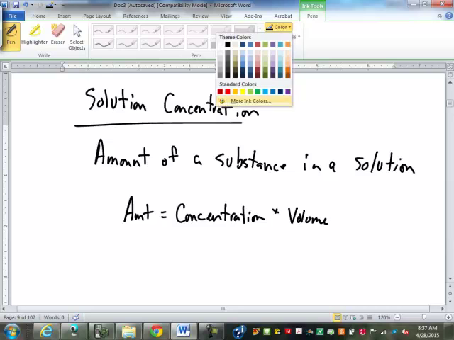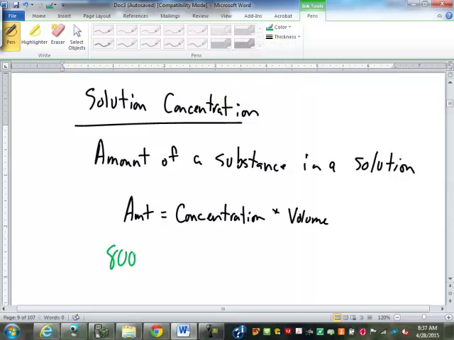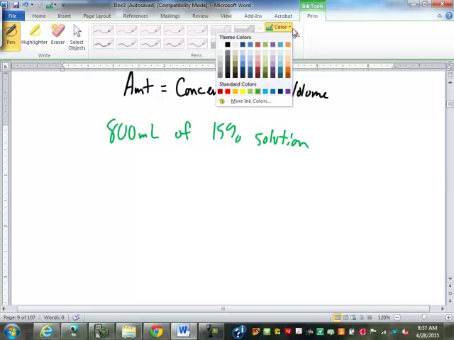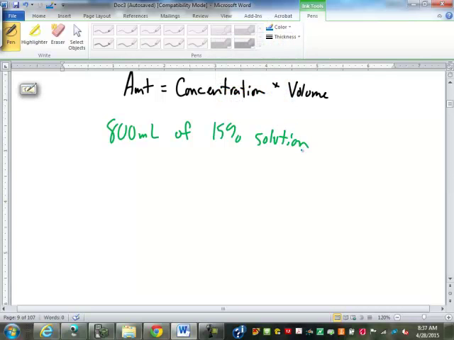For example, let's say you had 800 milliliters of a 15% solution. Now I'm assuming this is something in water, like salt in water or alcohol in water. So the substance is the salt and the water is just the filler here. So how much of that substance do you have? Well, 0.15, that's your 15% written as a decimal, times 800 is going to give us 120 milliliters. So that's the amount of substance that's in that solution.